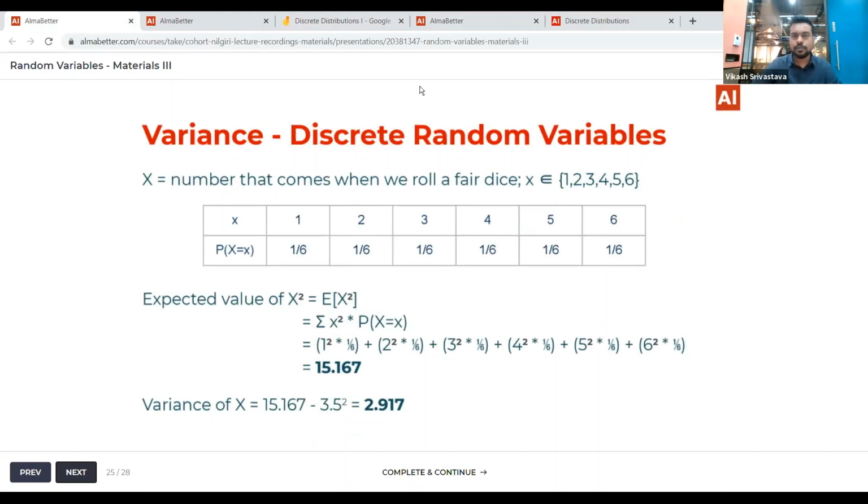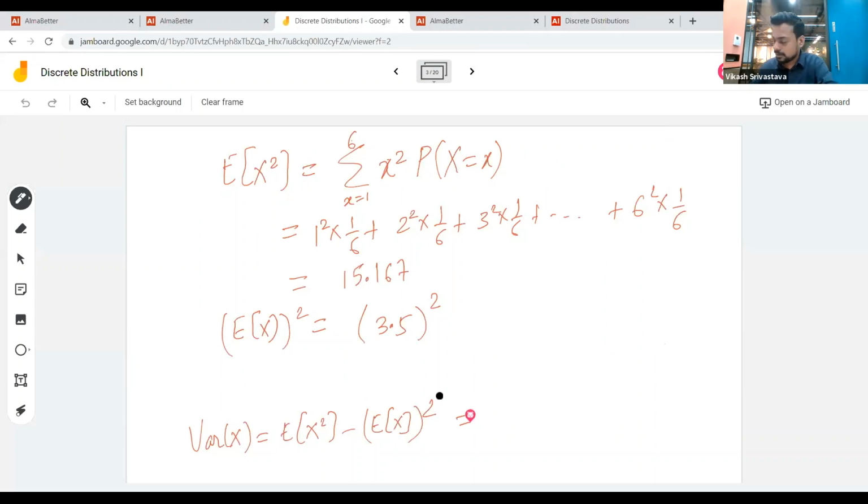So our variance will be nothing but 15.167 minus 3.5 square, and it will be some number. You can calculate this particular value. You must understand the definition of expectation. I think some people are getting confused, so I'll try again. Whatever term you get within the square brackets is what you have to multiply with your function, which is the probability for each of those values of your random variable.